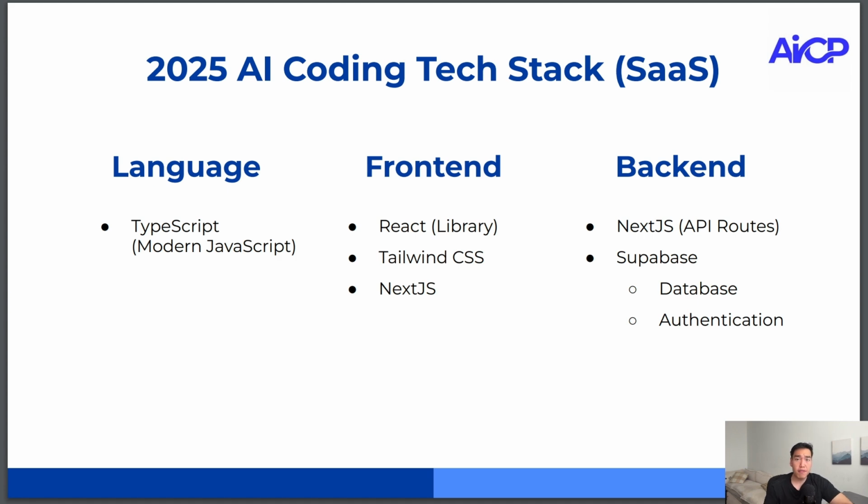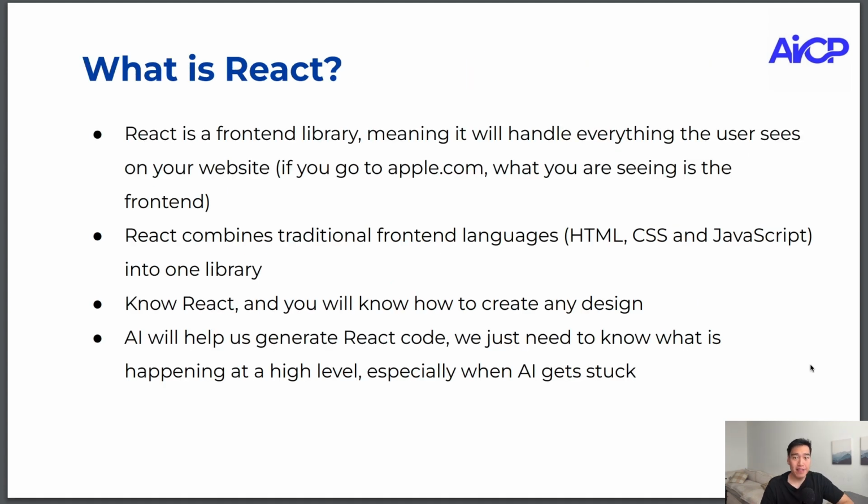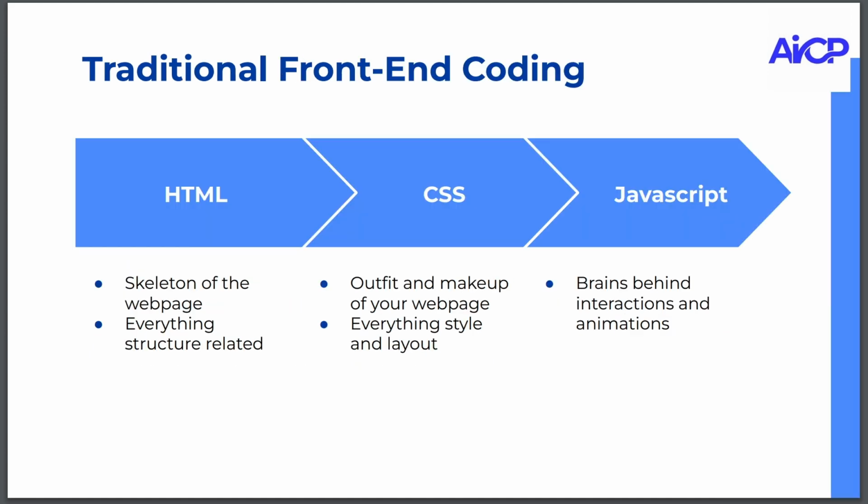So now let's begin covering the front end and back end at a high level. So let's start with front end development. So React is a front-end library that combines and simplifies traditional front-end code, which is made up of HTML, CSS, and JavaScript. So you can think of HTML as the page structure. So this is where you separate out titles from paragraphs. This is where you can change the metadata of the page. So basically, HTML is the skeleton of your entire web page.